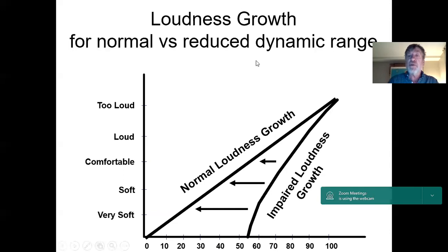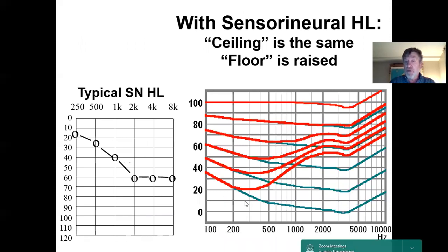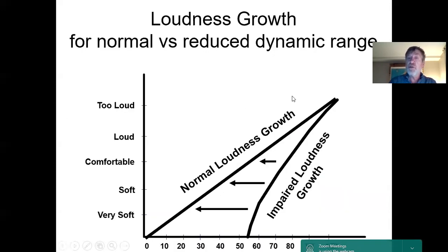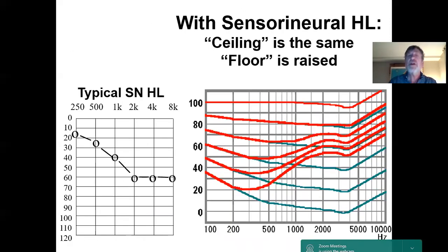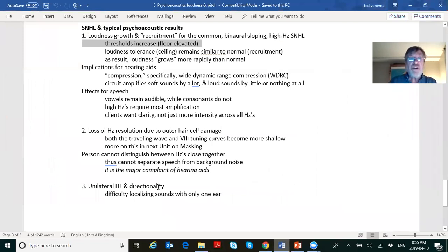So if you're looking at it in terms of frequency, here you go. This picture you've seen before. This is really soft, minimal audible pressure for a normal hearing person. This person's floor has elevated, and it's elevated in the highs. The ceiling of loudness tolerance didn't change. So this picture is showing the very same thing as this picture. This one just doesn't have frequency on it. This one does, but they're showing the same thing. And when we look at our notes now, what's most important, read here, the implication for hearing aids is a word called compression.